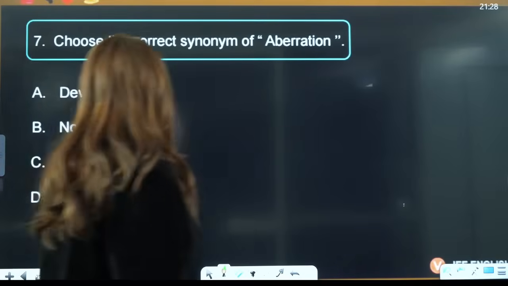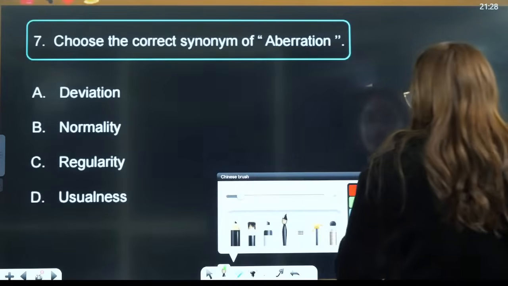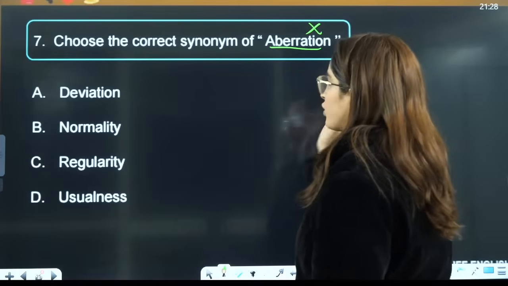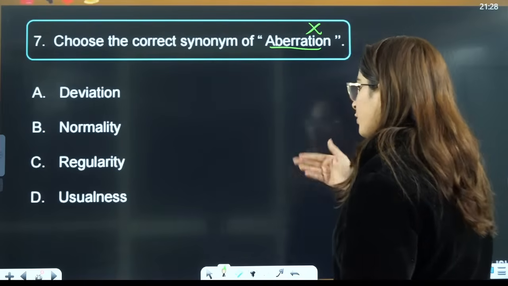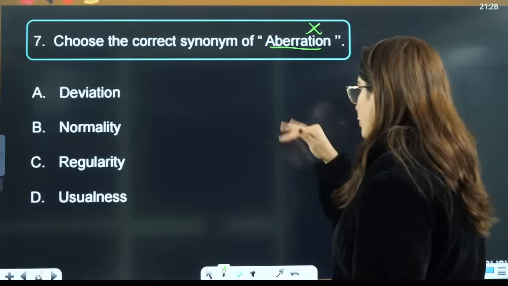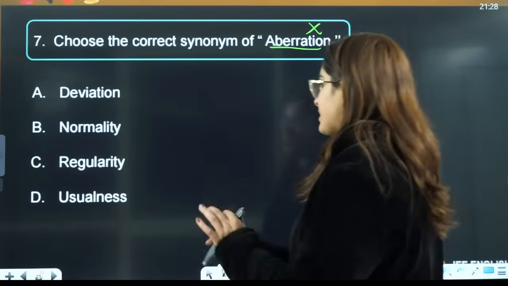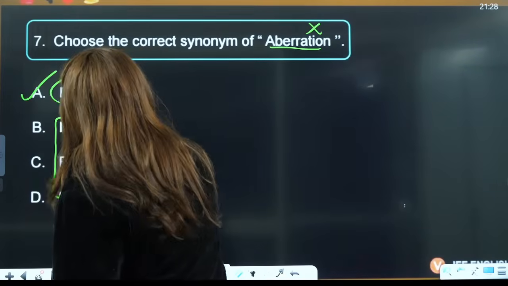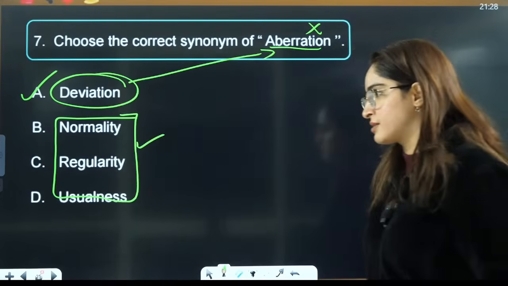Aberration. Aberration. Now deviation means, let's say I don't know the meaning of this one. Deviation means going on a different path. Normality, going on the same path. Regularity, going on the same path. Usualness, going on the same path. These three are the same. This is different. So that must be equal to this.